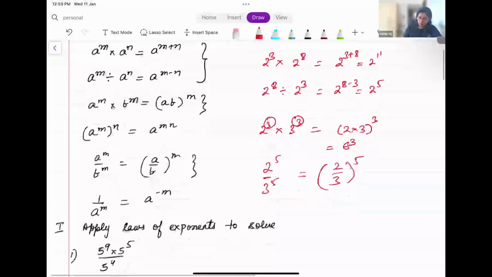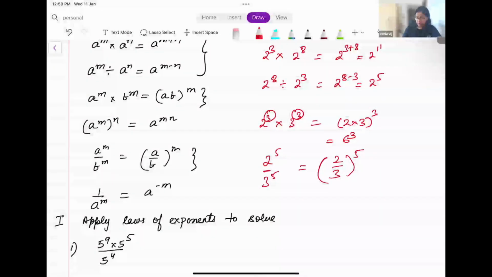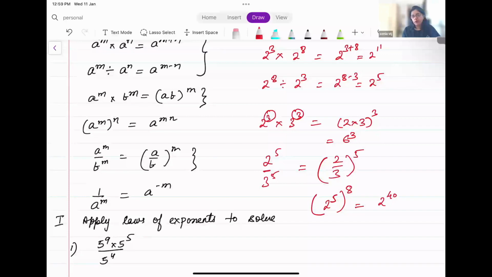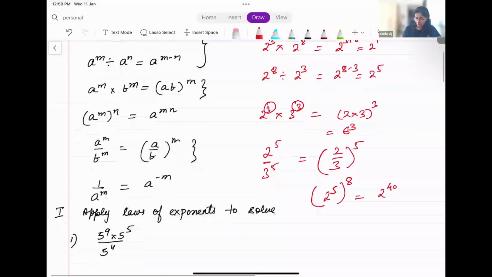Then there is a rule for double brackets. Suppose you have a to the power, let me take it with a number, 2 to the power 5 to the power 8. It's a big number. How do we solve it? You simply multiply the powers here. It becomes 2 to the power 40. Please mind it. We multiply the powers. We don't add them up here. Many children have a tendency of writing 2 to the power 13 here. So here you should be very careful.